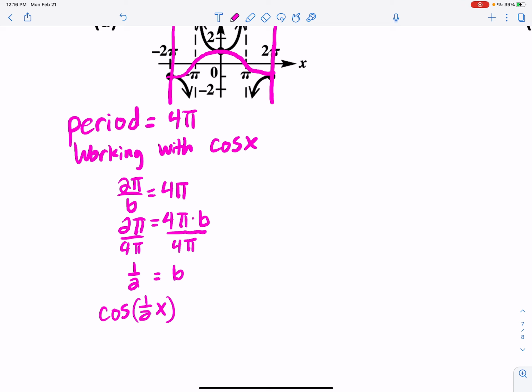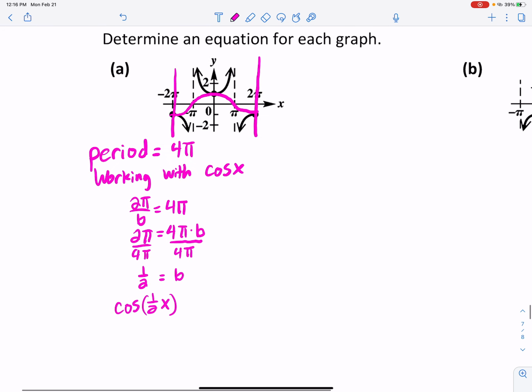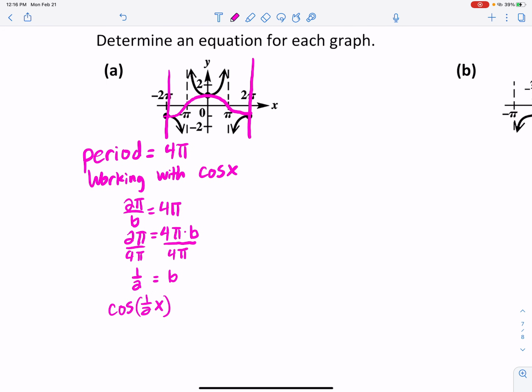Now, the only thing I have to think about is the amplitude. What is the amplitude in this picture? 1. So I don't have to put a number in front. It didn't flip over or anything like that. So my function here is y equals, what is the reciprocal of cosine? Secant. So I got secant of 1/2 x.